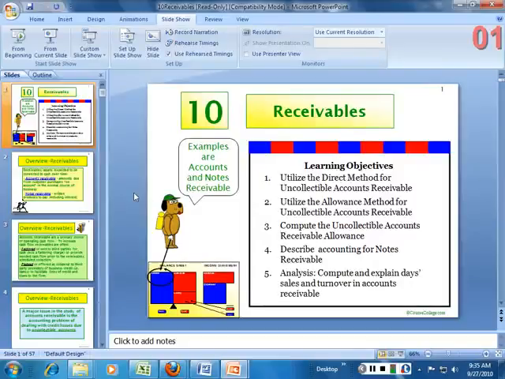Chapter 9, valuation of receivables, accounts receivable and notes receivable. We're jumping into the middle of the book. We have to get started quickly.